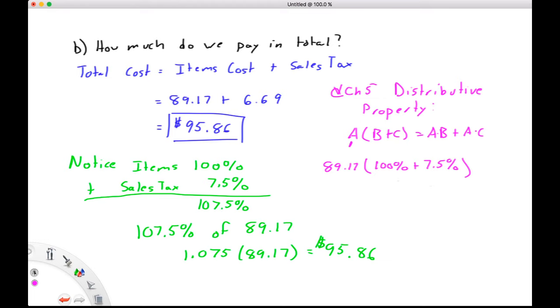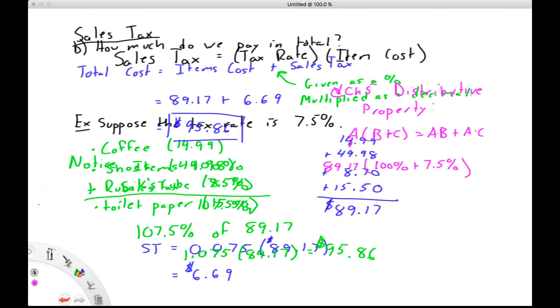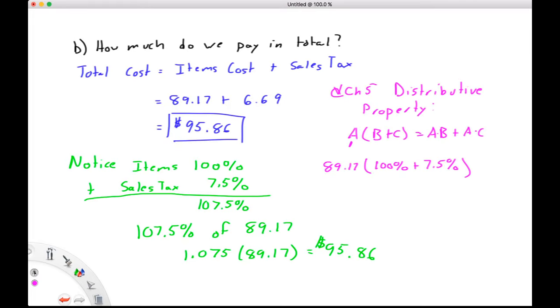Okay, this is like what we did in the first piece. This is what we did in part A. We found the total, then we computed the sales tax individually. Actually, I might be mixing this up. This is what we did in part... I'm losing it. Hold on. There we go. We computed the item cost first, and then added the percentages together, right, and then multiplied them afterwards to get 95.86.